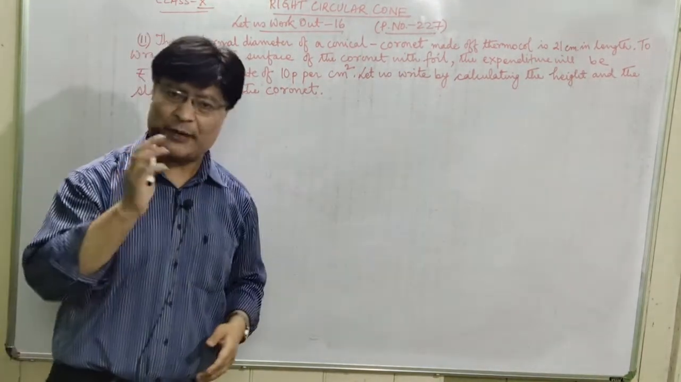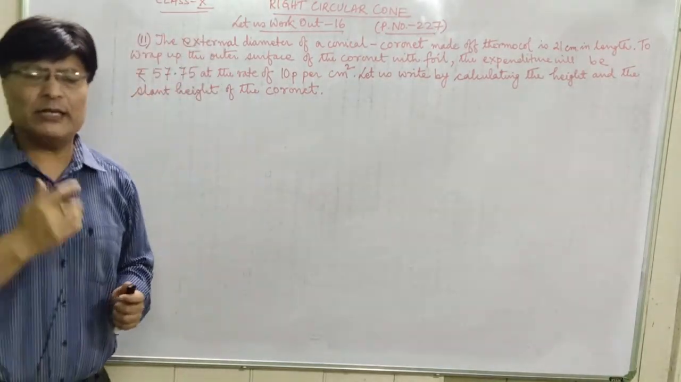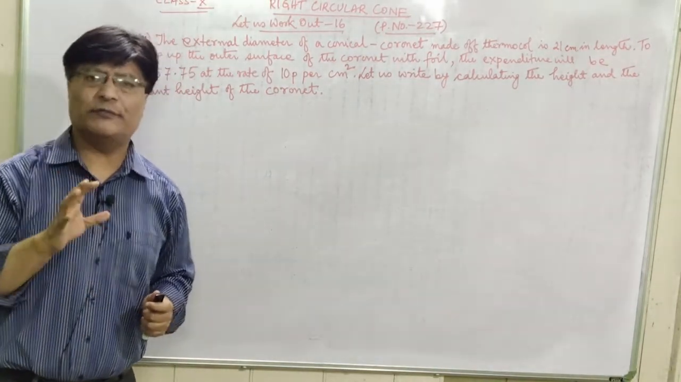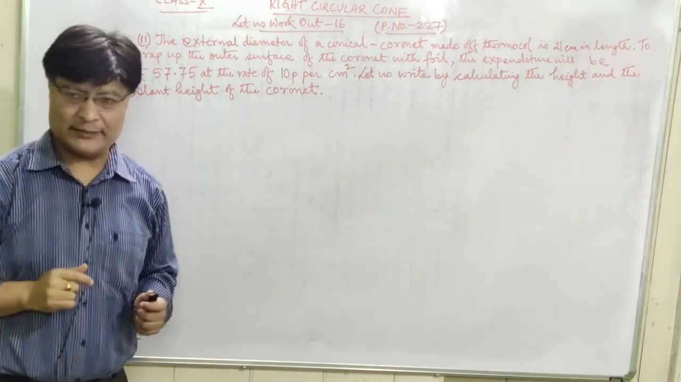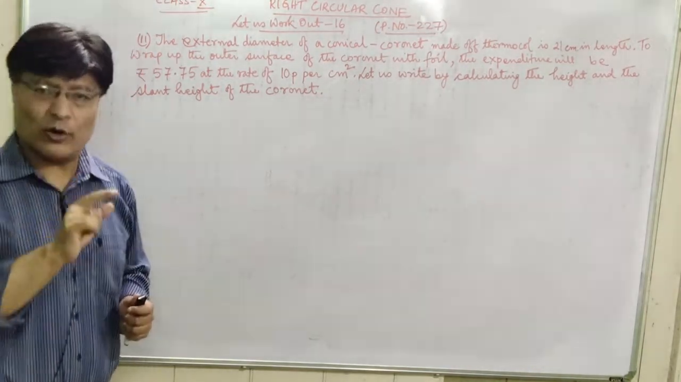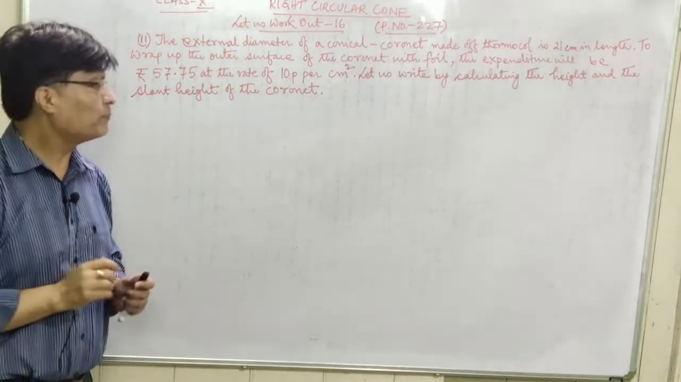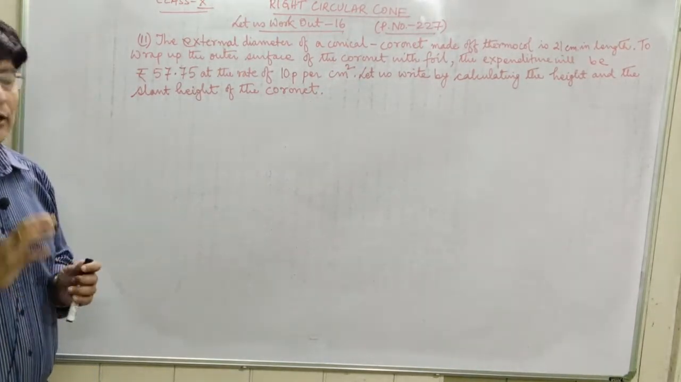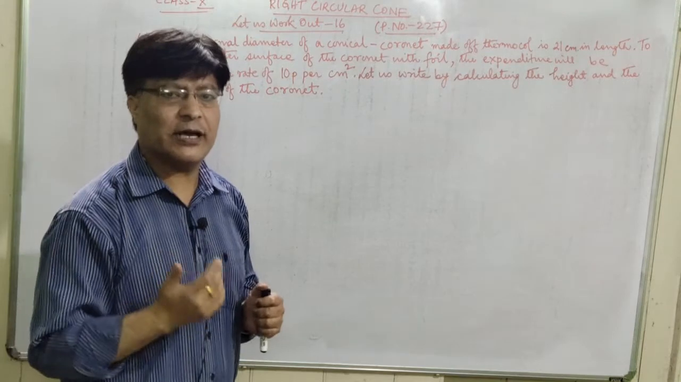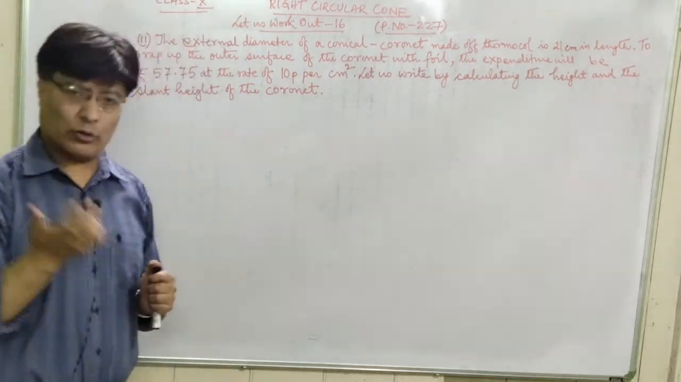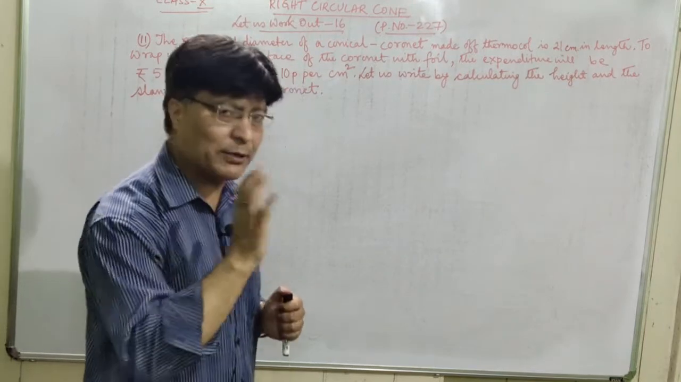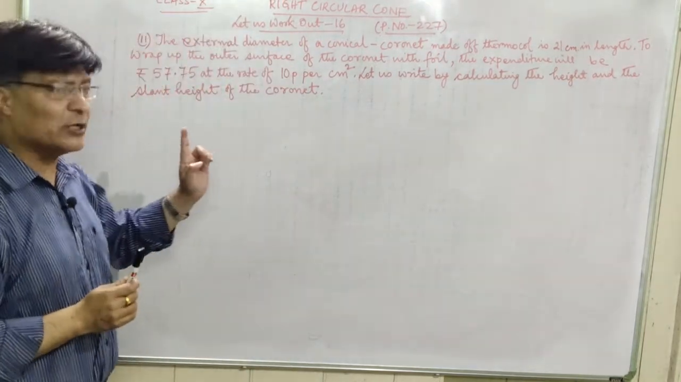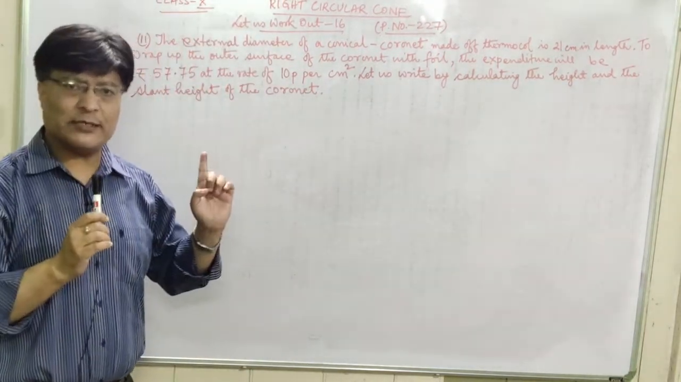That will give you the curved surface area of the right circular conical coronet, okay. So first we find out the curved surface area of the conical coronet.